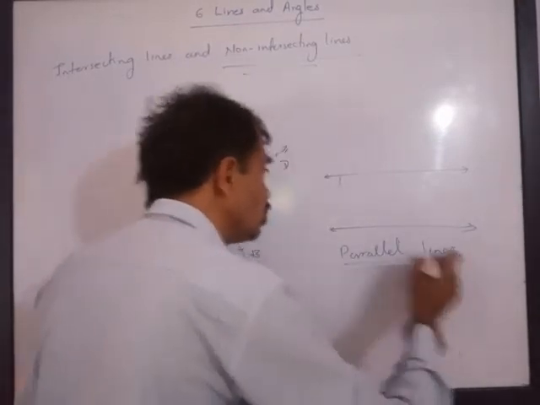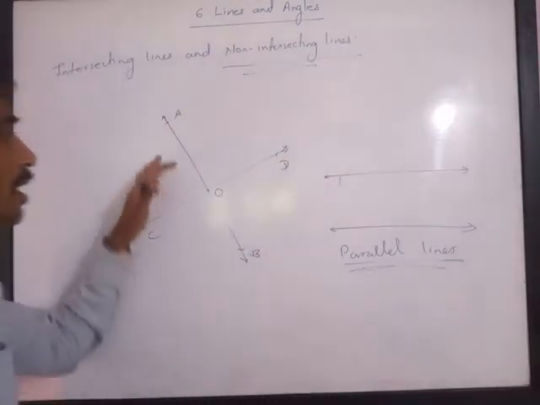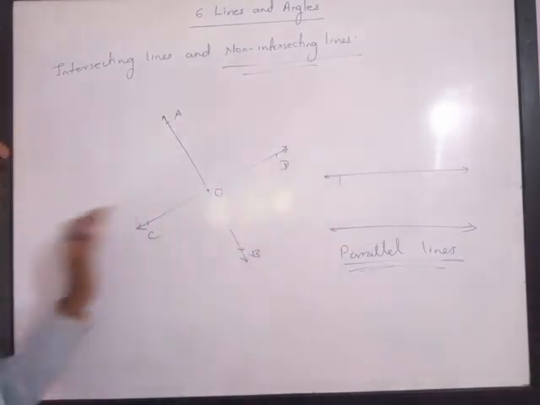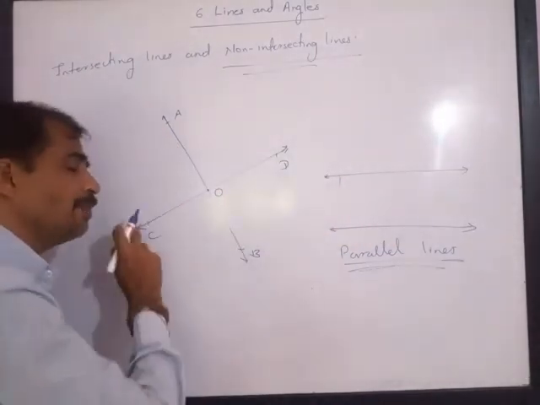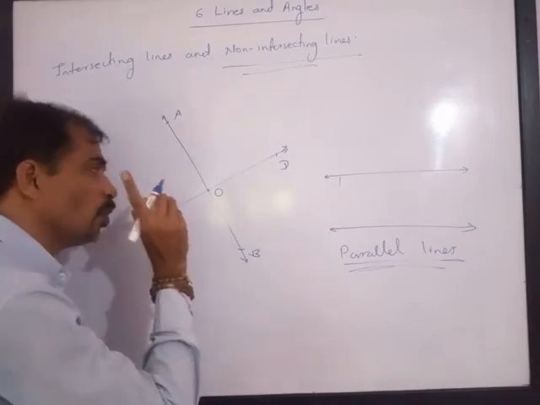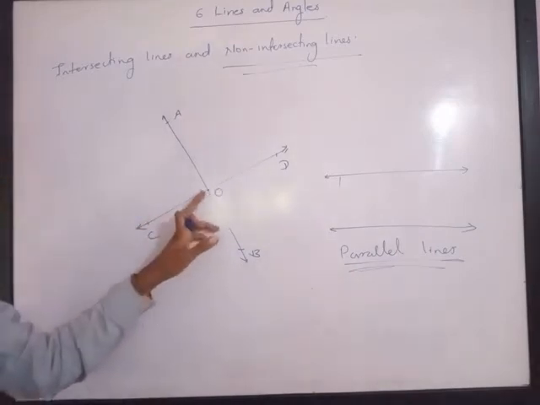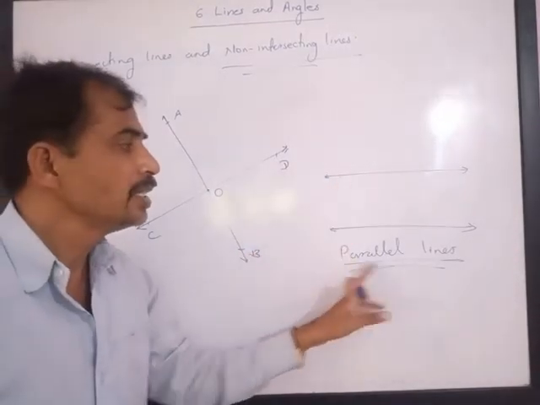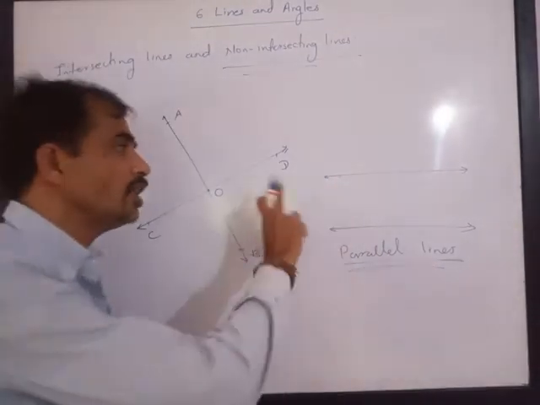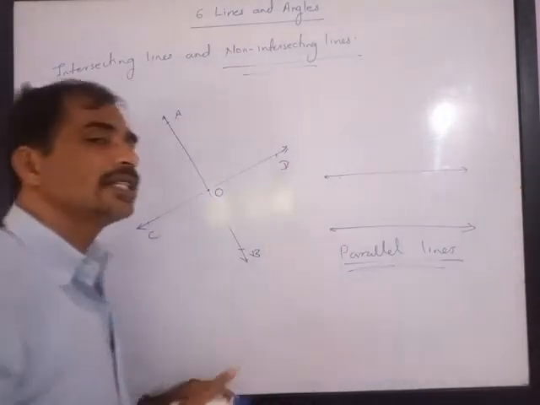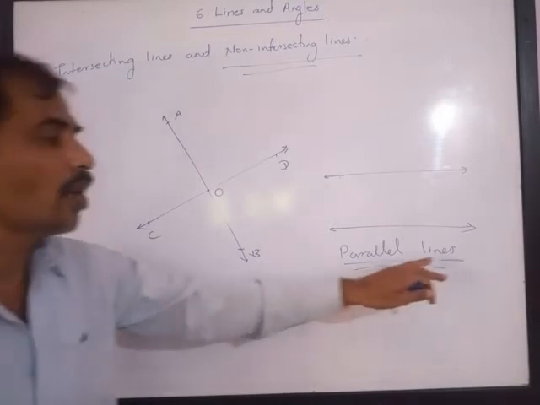Please note, these are the lines which I have drawn on the plane. If two lines lie on the same plane and have only one common point, then those lines are intersecting lines. Here, the definition of parallel lines is: if two lines are non-intersecting and lie on the same plane, then they are called parallel lines.